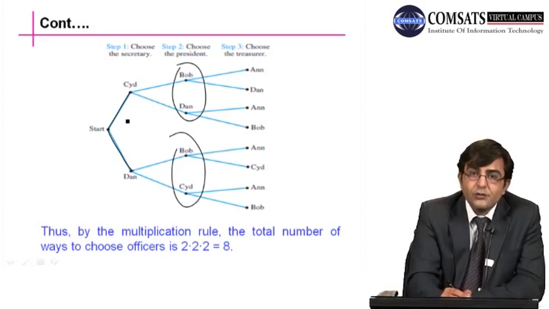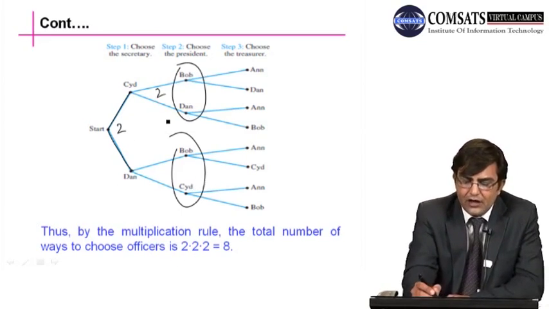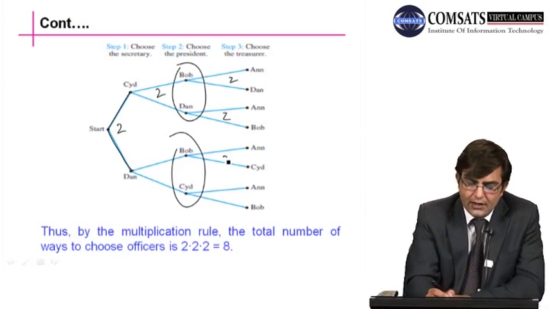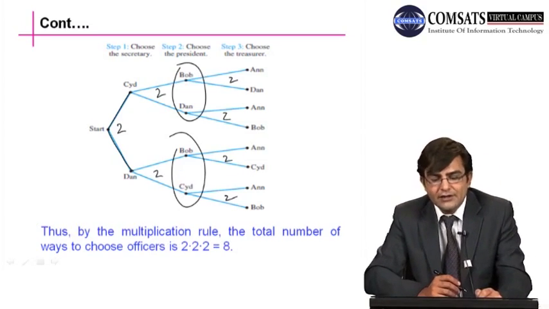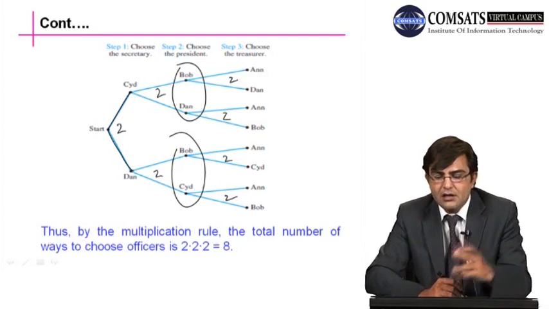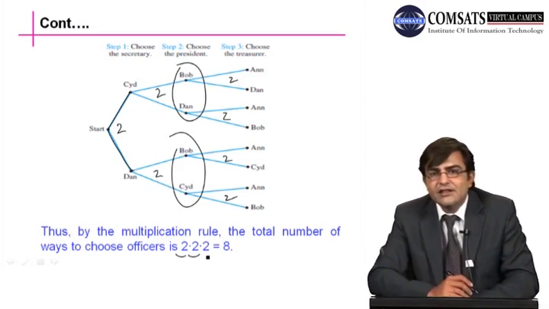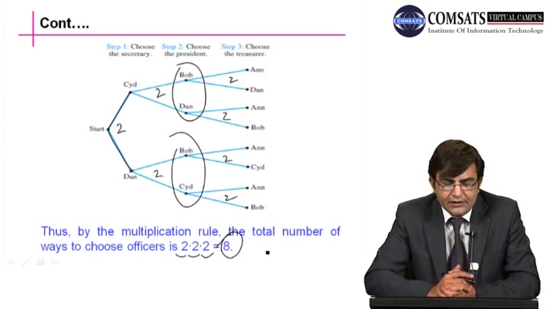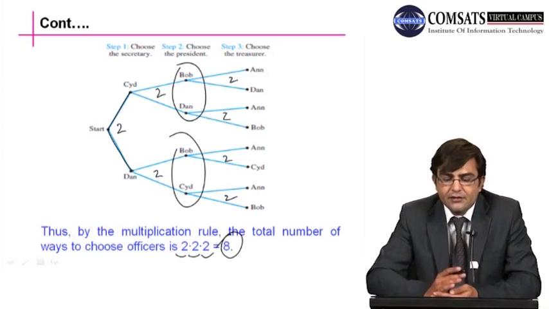At the first step we have 2 possibilities, at the second step we have 2 possibilities, and at the third step we have 2 possibilities. So we have 8 possibilities if we reorder the selection of the officers by choosing first the secretary, second the president and third the traitor.